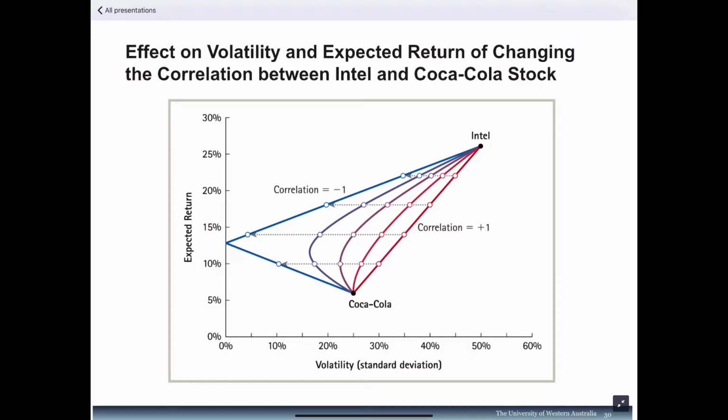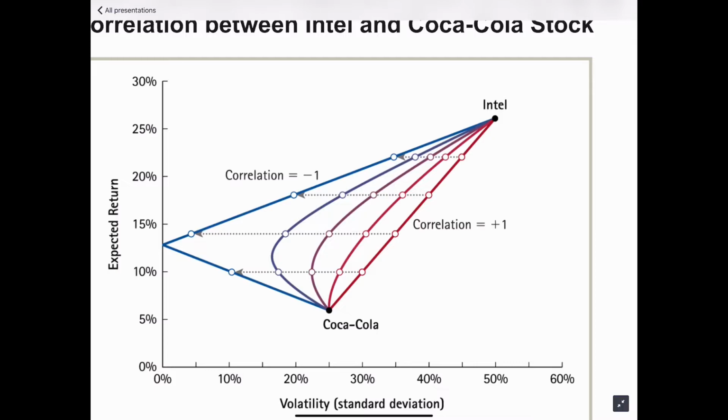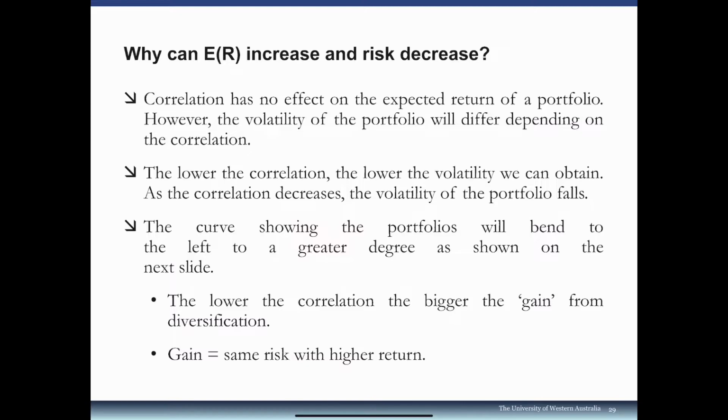So when you're trying to form a portfolio based on two stocks, your goal is to find two stocks that are as negatively correlated with each other as possible. The lower the correlation, the bigger the reduction in risk. That is what we're going through here. The lower the correlation, the bigger the gain from diversification, and the gain here is the same risk with higher return.